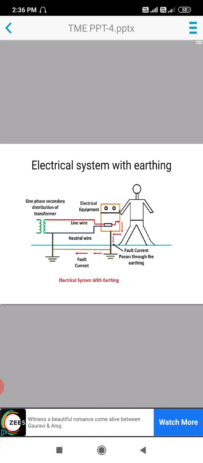In the second case, suppose equipment earthing is provided. A short circuit takes place between the live wire and the equipment, and the person touches or handles the equipment, but does not get a shock, because there is a low resistance path for the short circuit current, and this current flows to the ground, and the man is protected from the short circuit current.